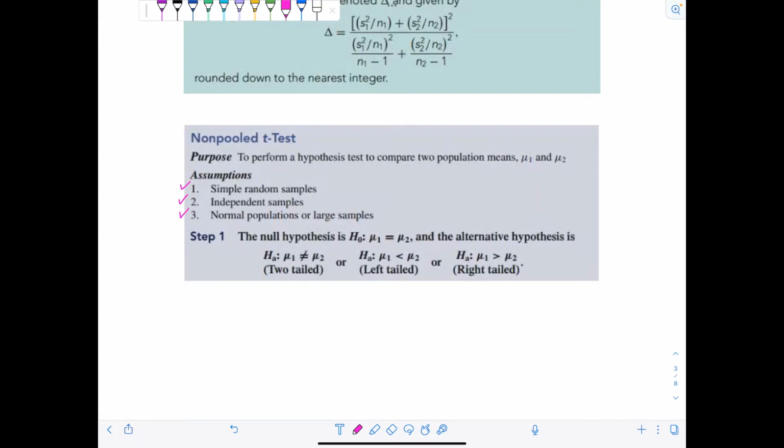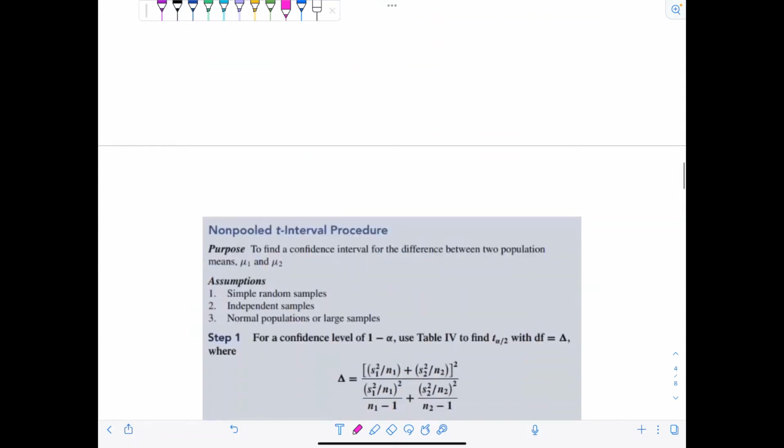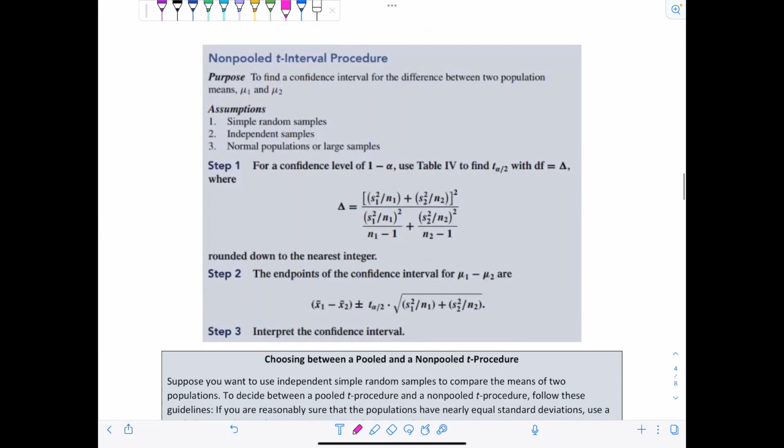So when that's gone, you're going to select a non-pooled t-test. That's the big thing to keep in mind. And then null hypothesis is always the same, and the 3 alternatives are the same as before. So nothing has changed here, okay? So non-equal standard deviations of the population, non-pooled test, t-test. And then same thing, you can set up a confidence interval.